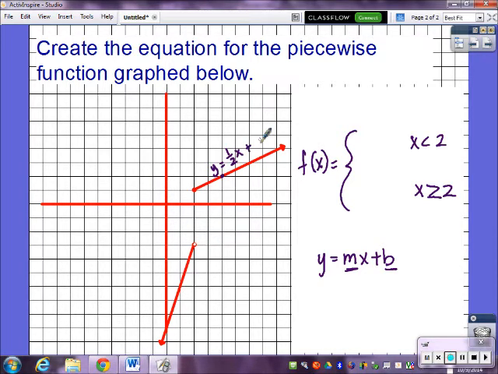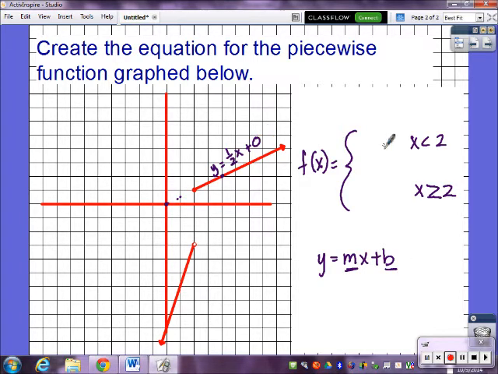Now I've got to figure out my y-intercept. And the way you do that is you kind of extend this line to find out where it crosses the y-axis. So instead of going up 1 over 2, let's go down 1 over 2. And if I do that, I see that if I extended this line, it would cross the y-axis at 0. So my y-intercept, my b value, is 0.